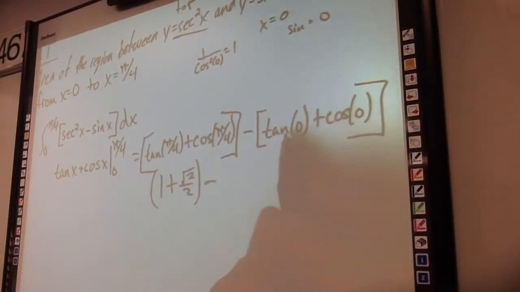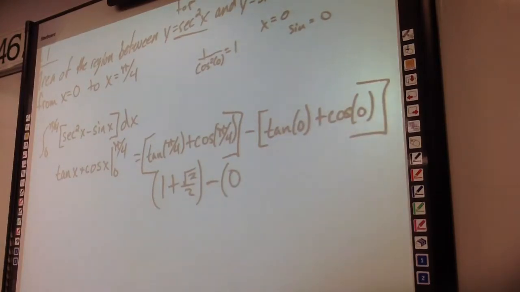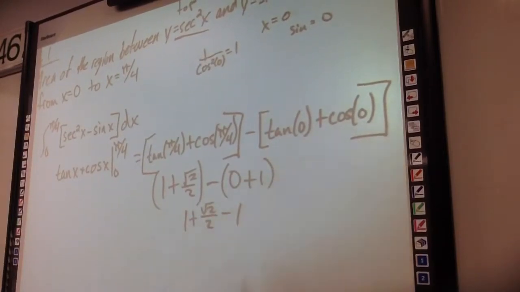Minus tangent of 0. It's sine over cosine, 0 over 1, so it's 0. And cos of 0 is 1, plus 1. So 1 plus root 2 over 2, minus 1. So it's just root 2 over 2.